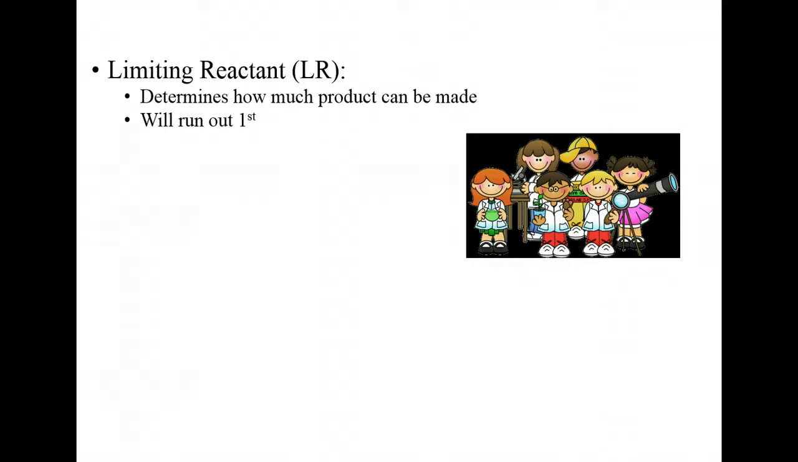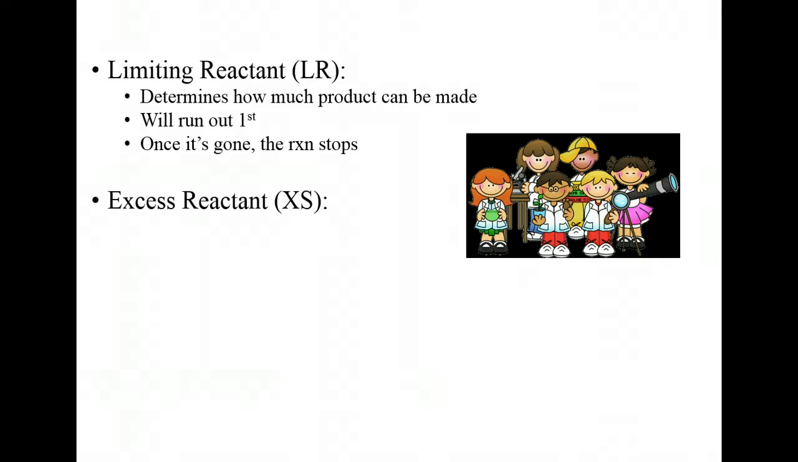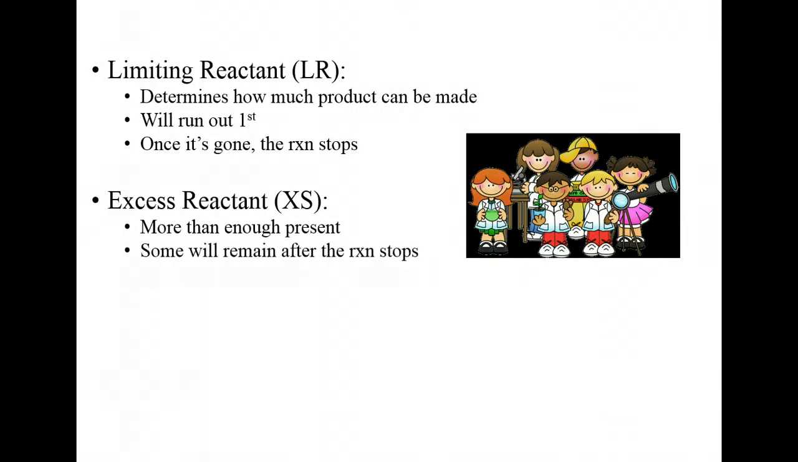The limiting reactant, which is abbreviated LR, determines how much product can be made in a chemical reaction. This reactant will also run out first, and once it's gone, the reaction will stop. The excess reactant, abbreviated XS, instead of ER because ER is emergency room, is the chemical where more than enough is present and some will remain after the reaction stops.